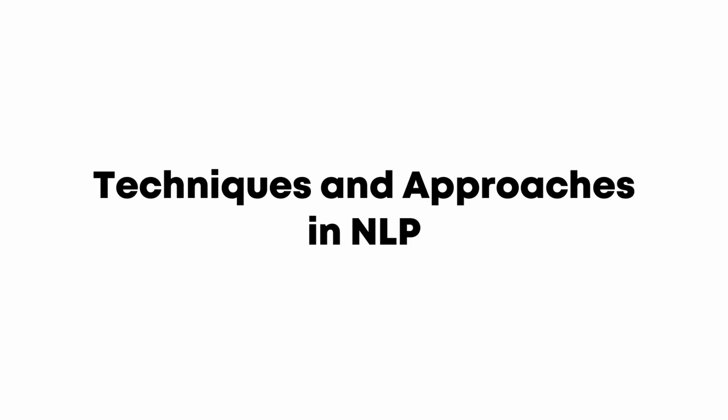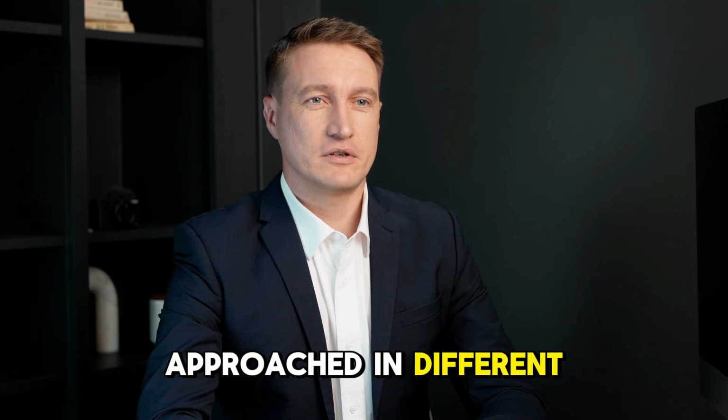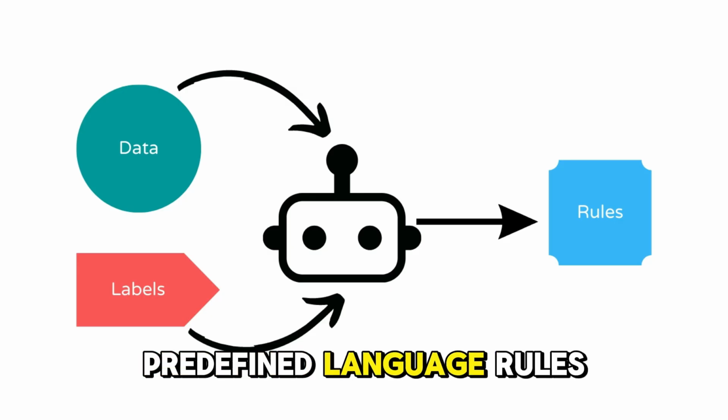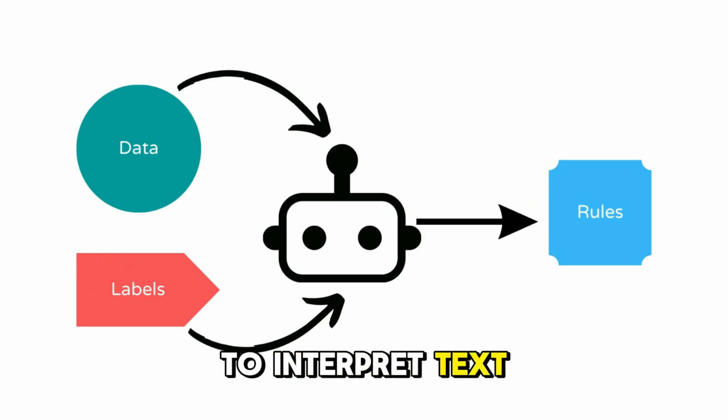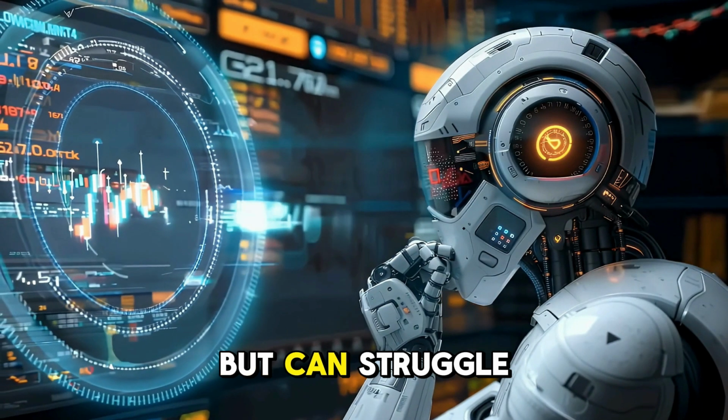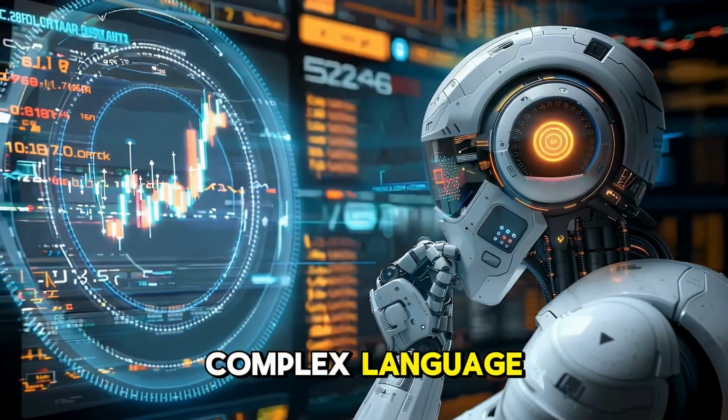Techniques and approaches in NLP. NLP can be approached in different ways. Rule-based methods. These rely on predefined language rules to interpret text. They work effectively for straightforward tasks, but can struggle with varied or complex language.